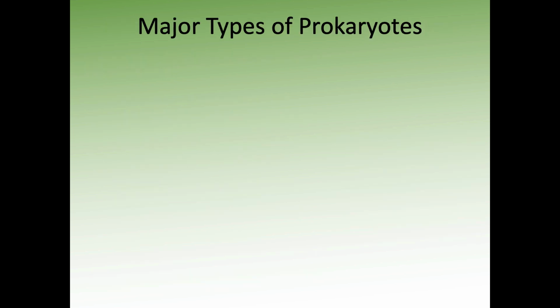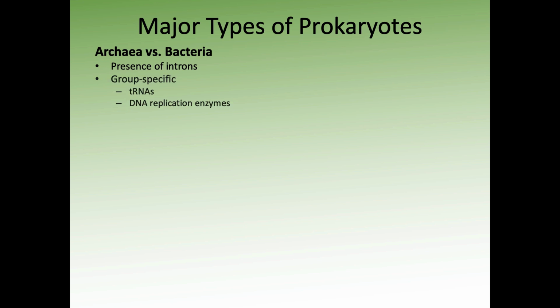There are basically a few major types of prokaryotes. Often we would break them up into the categories of Archaea and bacteria. One of the main differences here is the presence of introns, with Archaea having the capacity to have introns in their genes, whereas bacteria generally do not. Each of these two groups has different types of tRNAs and DNA replication enzymes. Archaea actually have some histone-like DNA binding proteins, so they can do some things that look similar to what eukaryotes are doing in terms of binding DNA.